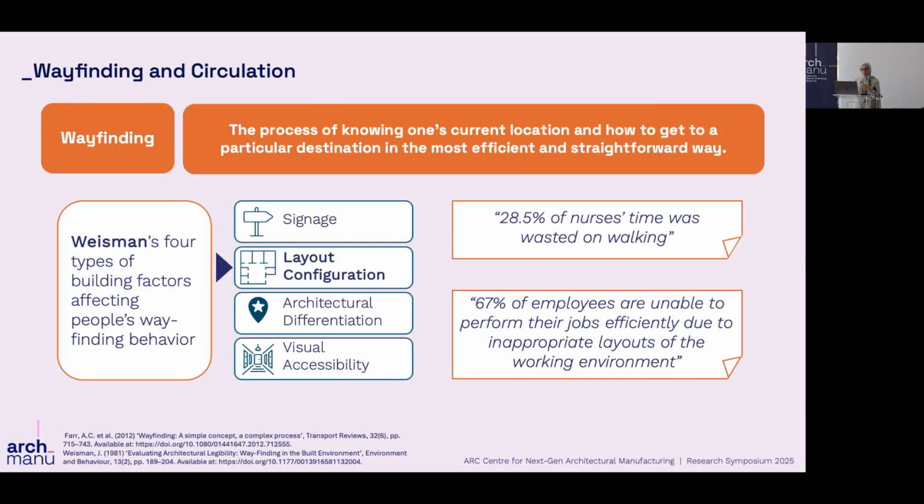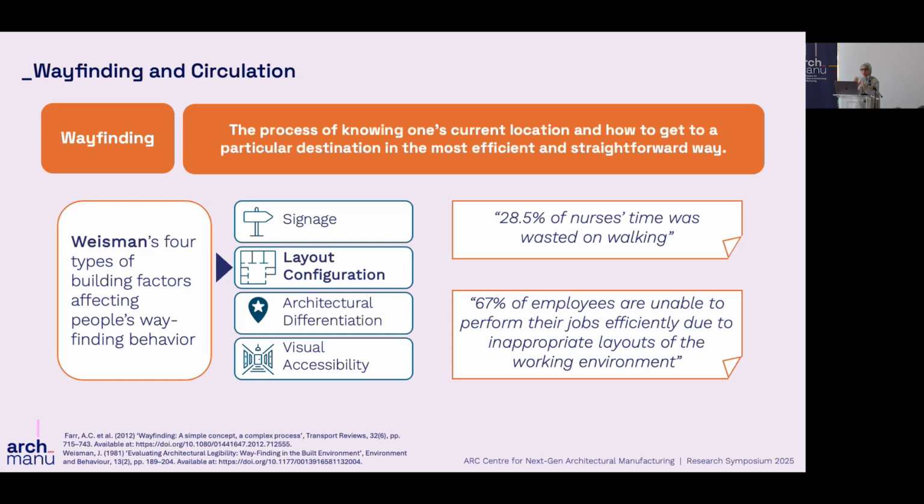Now, when we talk about the design problem we are focusing on, which is wayfinding, it's simply how easy it is for the user to know where they are and move to any other destination very efficiently and in a very straightforward manner. And according to Wiseman, there are four building factors that affect that. First is signage placement, layout configuration, which we will be studying in this research, how the spaces look different from each other, and how far a user can see in a building.